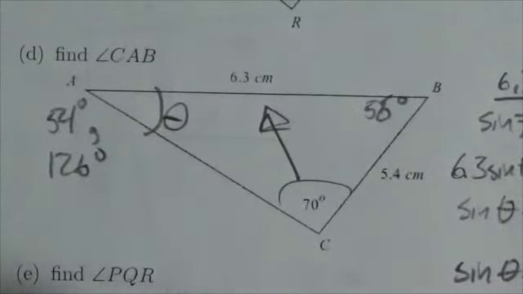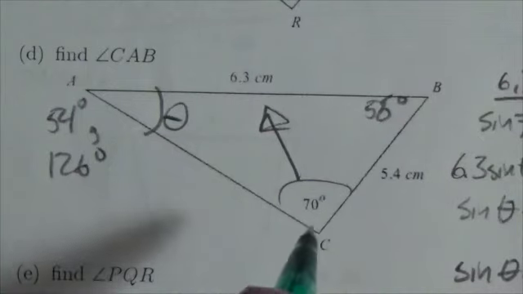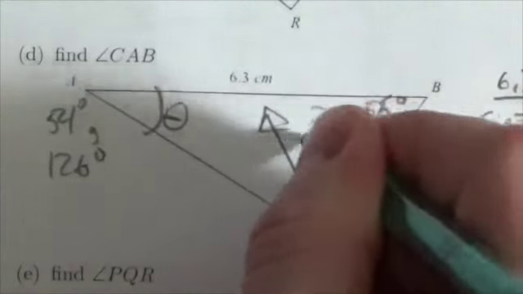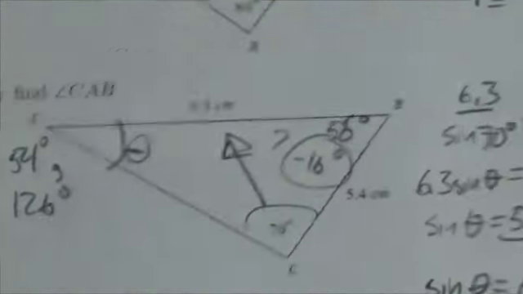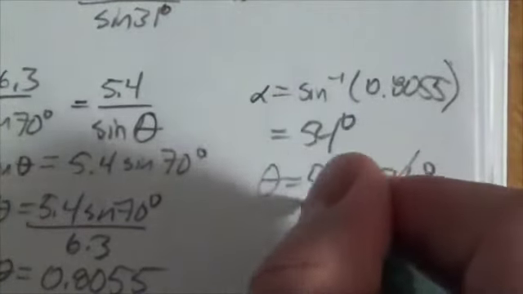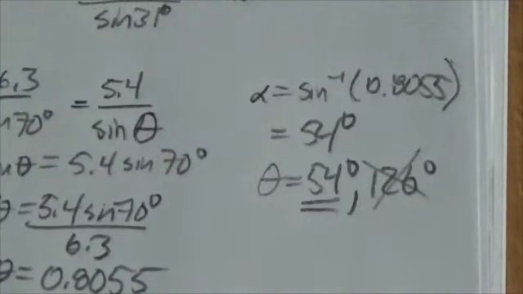However, if we take 180 minus 126 minus 70, that makes this angle here negative 16 degrees. And that makes no sense. So we don't actually get those two answers over here. We are only getting that one single answer of 54 degrees.